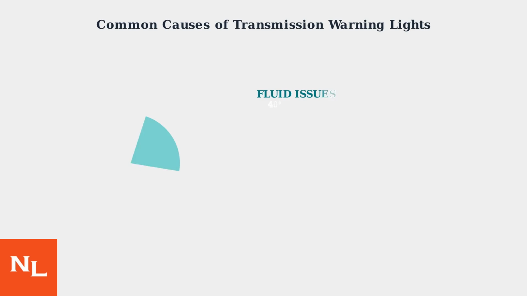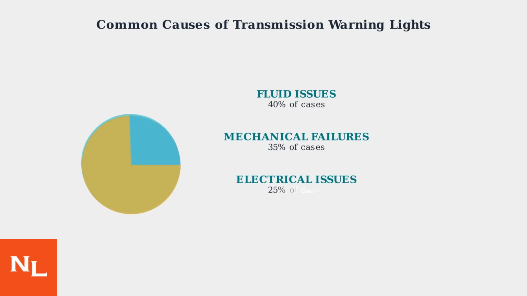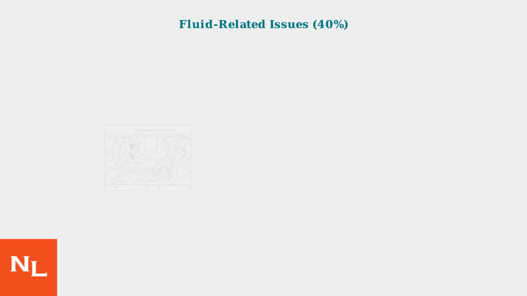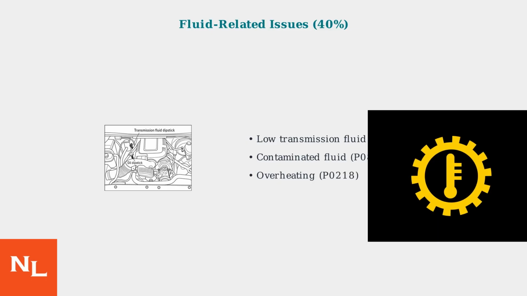Transmission problems fall into three main categories. Fluid-related issues account for about 40% of cases, mechanical failures make up 35%, and electrical issues represent the remaining 25%. Fluid-related issues are the most common cause of transmission warning lights.